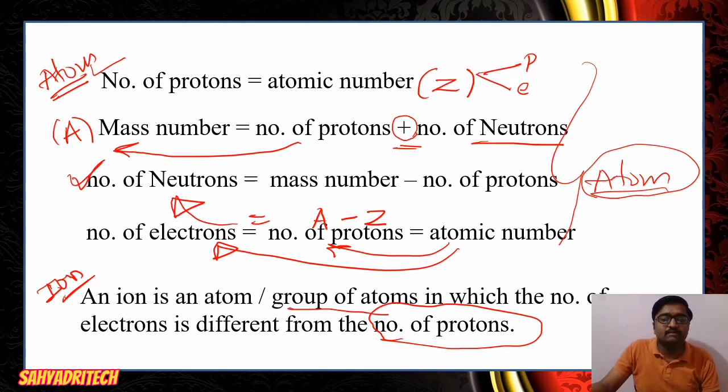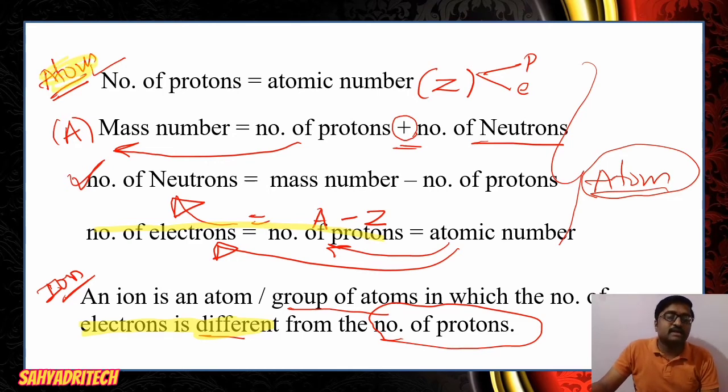ಅದು ಒಂದು ಸಿಂಗಲ್ ಅಟಮ್ ಆಗಿರಬಹುದು ಅಥವಾ it may be group of atoms in which number of electrons is different. Please remember, what is different here? Number of electrons is different from the number of protons. ಅಂದ್ರೆ ಪ್ರೋಟಾನ್ ಮತ್ತೆ ಎಲೆಕ್ಟ್ರಾನ್ ಎರಡು ಸೇಮ್ ಇದ್ರೆ, if the number of protons and number of electrons are equal, what does it mean? We are talking about atom itself.